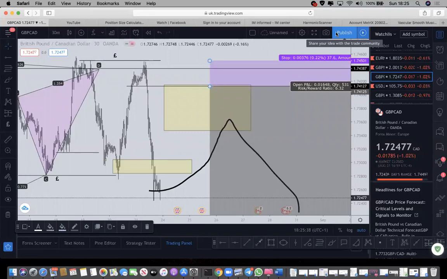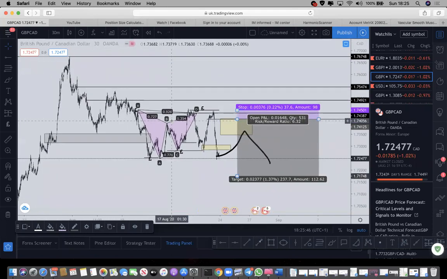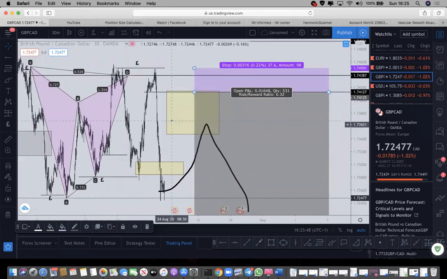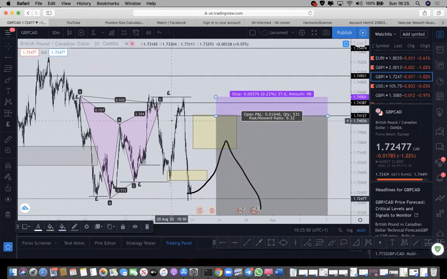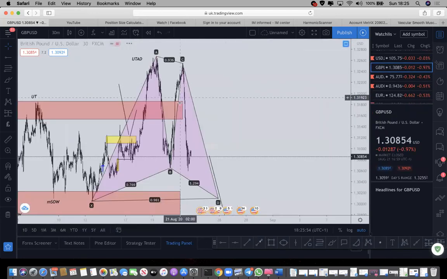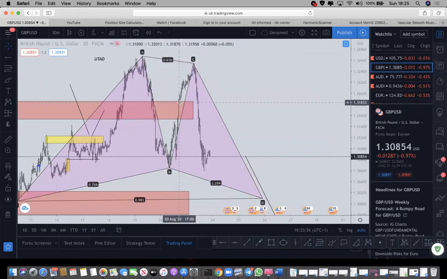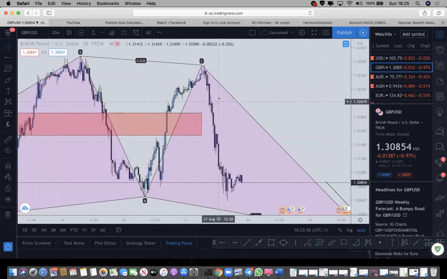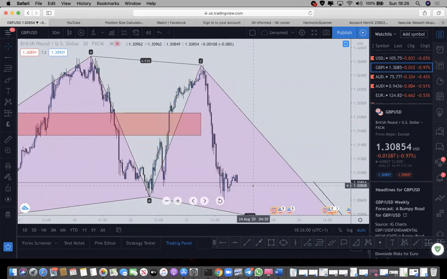Do you have to check what DXY does, or does it not really matter? When it comes to GBP CAD, I don't really look at the DXY. I only compare the strength of the pound against the CAD. So in this case, I want to see the pound, the GBP USD. How is it looking at the minute? GBP USD is very, very bearish.